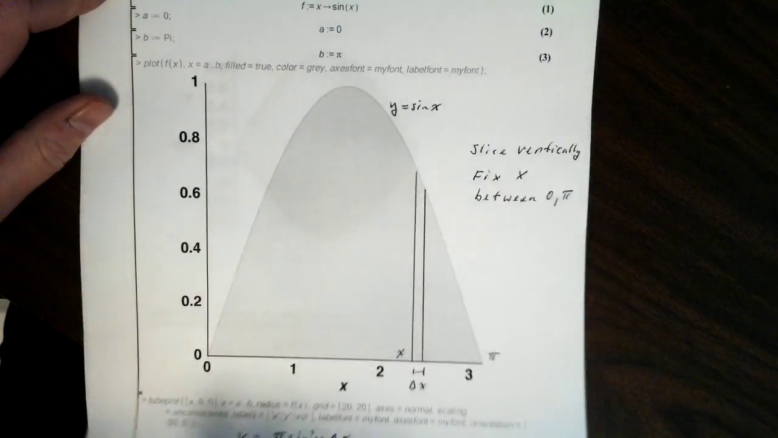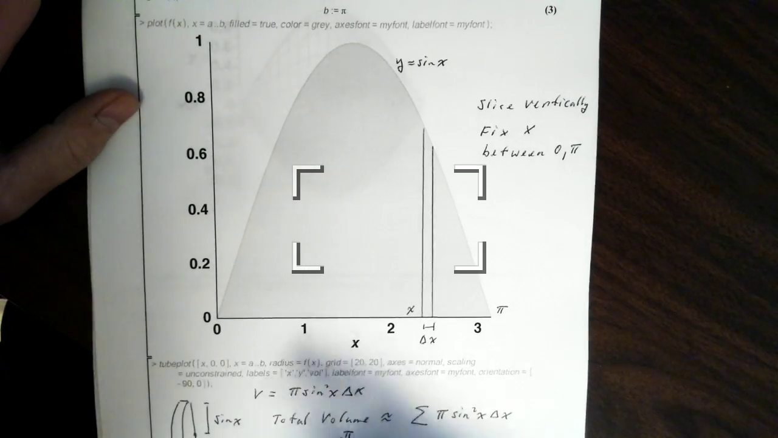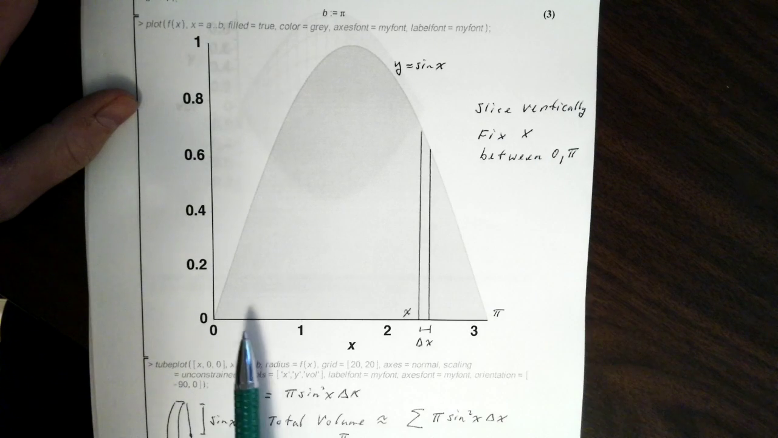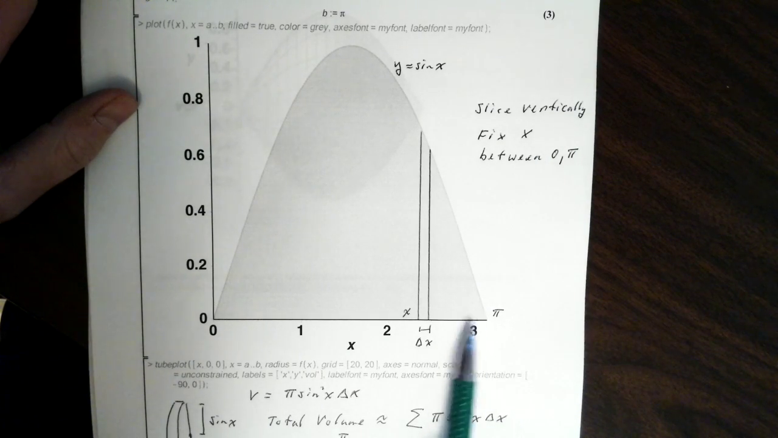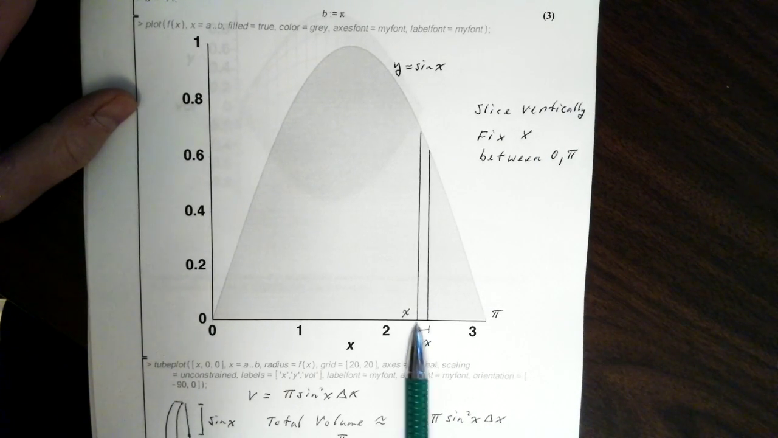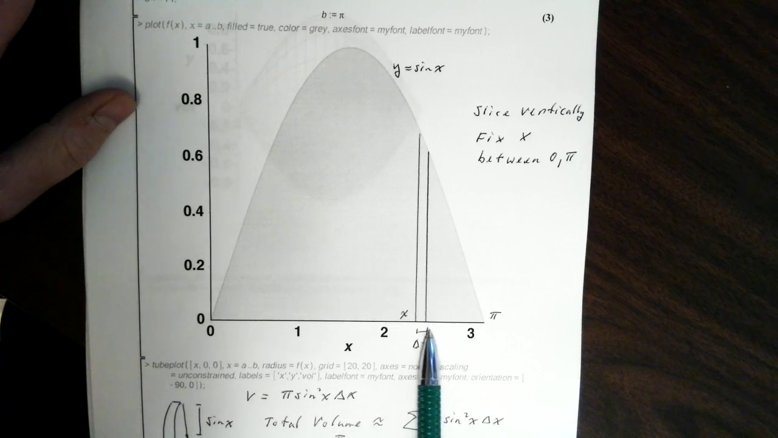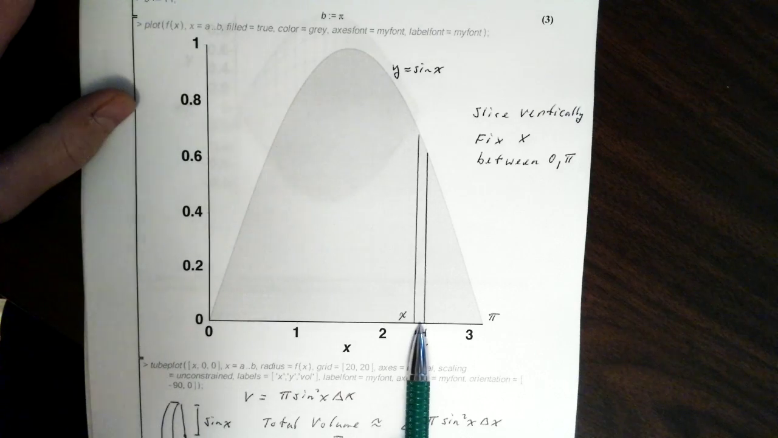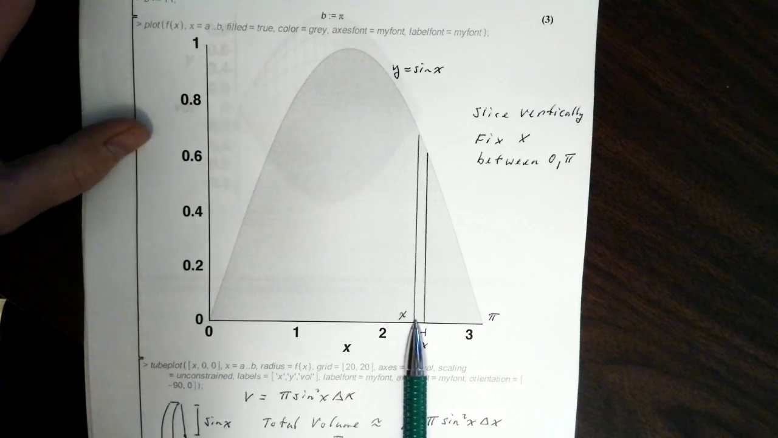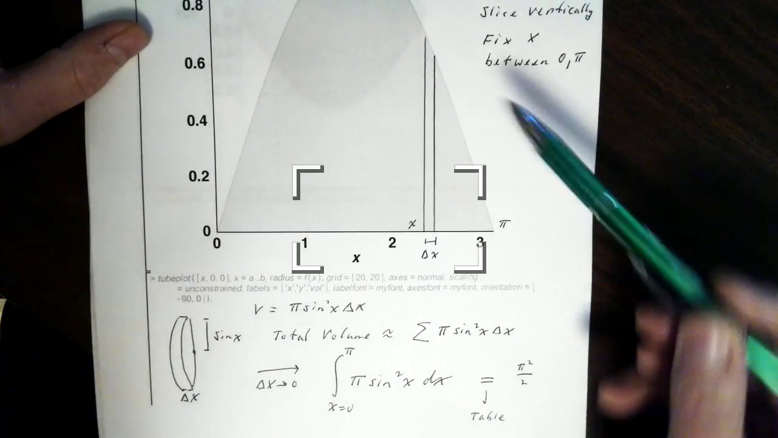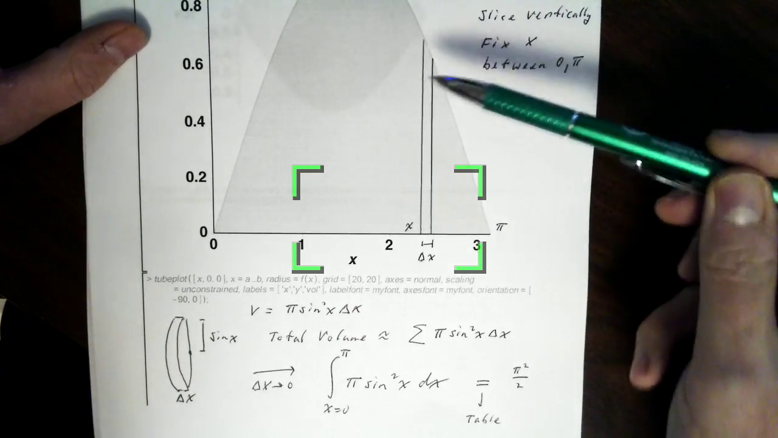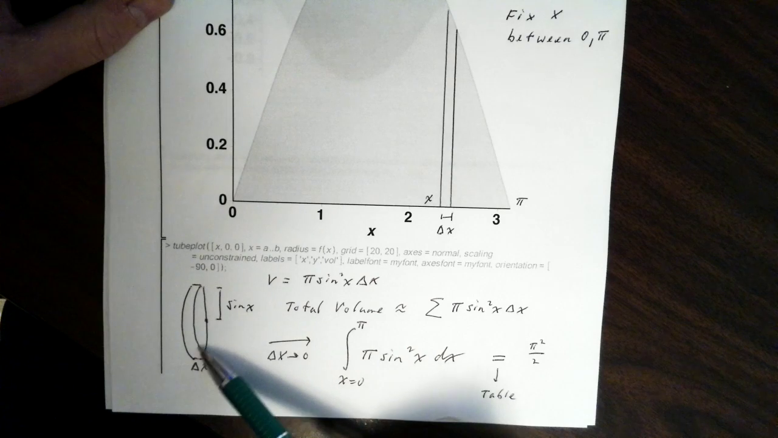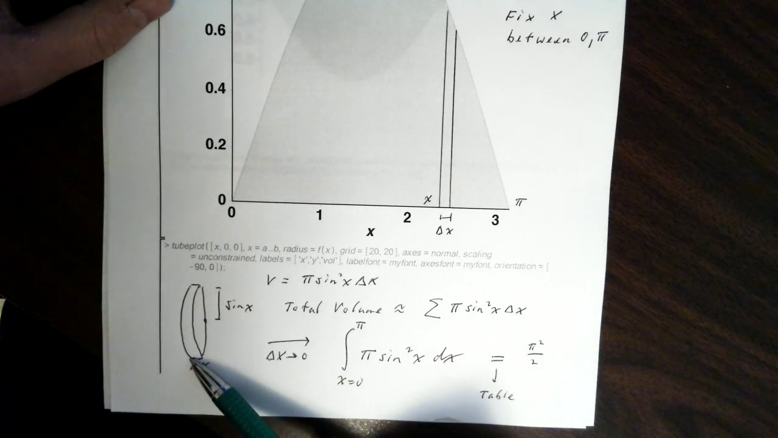So let's go back to the shaded region. We're going to slice this vertically, which means we fix a value of x between 0 and pi, and pull out a small cylinder of width delta x. Again, because we're slicing vertically, we integrate with respect to x. Now, if I pull that small cylinder out, remembering this is being rotated about the x-axis, and lay it down on its side, I get a cylinder that looks like this.